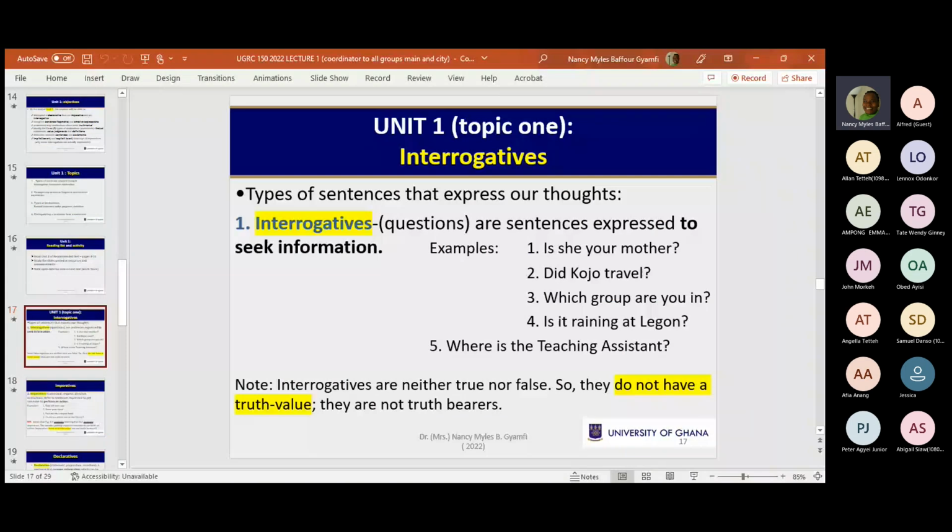Question 1. Now, if I asked you, where is your mother? You will give me information. Because you will give me information, it means that what I asked was intended for information. Where is your mother? But in Ghana, when we say, where is your mother? Then people go into their room and call their mother.